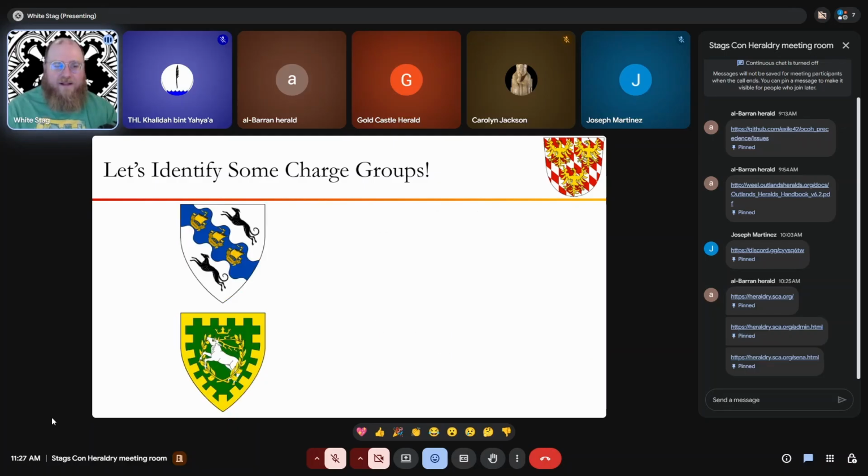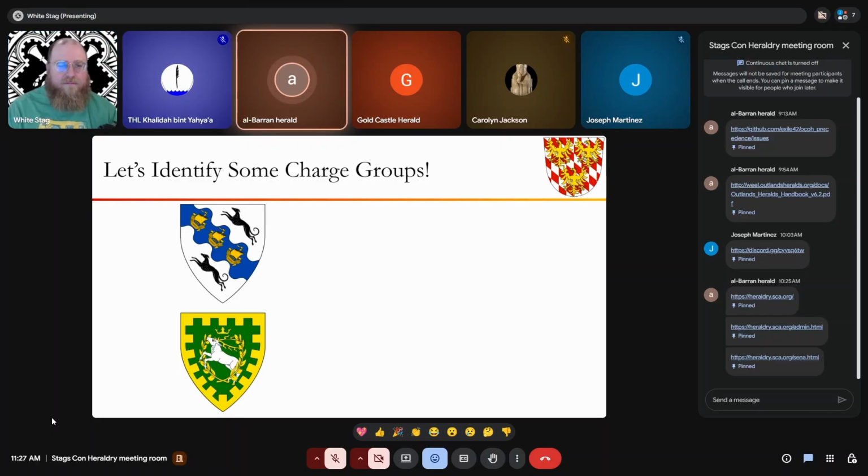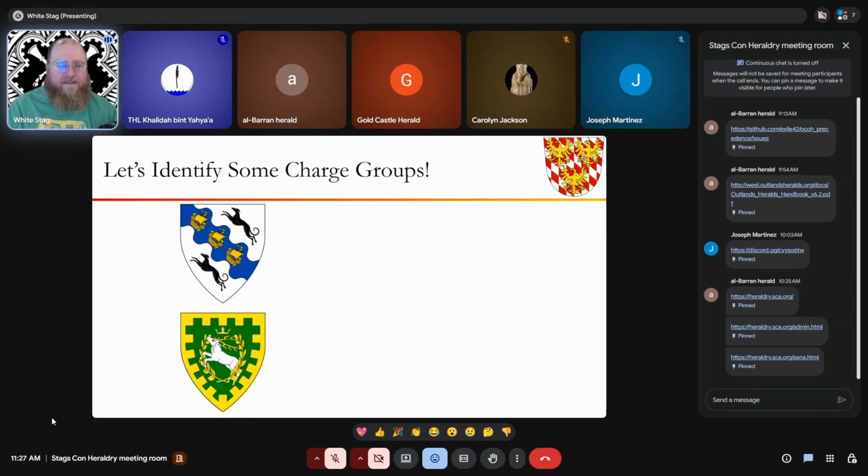All right. Last one. Last slide. What are the charges on the top shield here? It's primary greyhounds, secondary bend, tertiary lymphads. I think they're galleons, but either way, what type of charge is a bend?